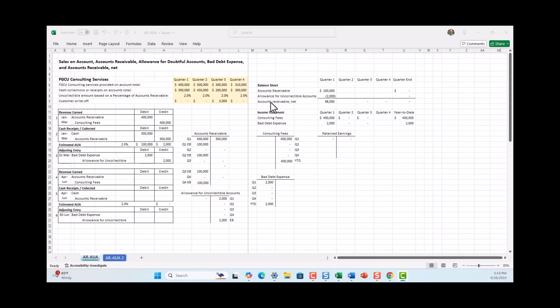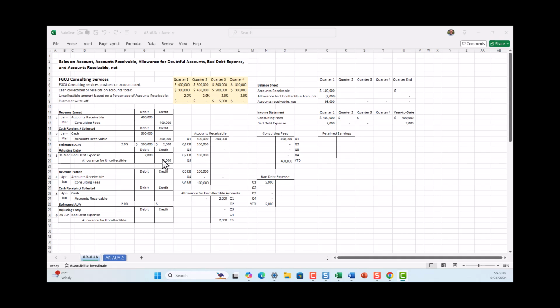Accounts receivable, allowance for uncollectible accounts, and net accounts receivable will always be reported in the current assets section of the classified balance sheet. Like accounts receivable, the allowance for uncollectible accounts is a permanent account and will have its balance carried forward to future years. The other account involved with the adjusting entry is the bad debt expense. The bad debt expense is the amount of accounts receivable that a company estimates to be uncollectible during a specific accounting period.